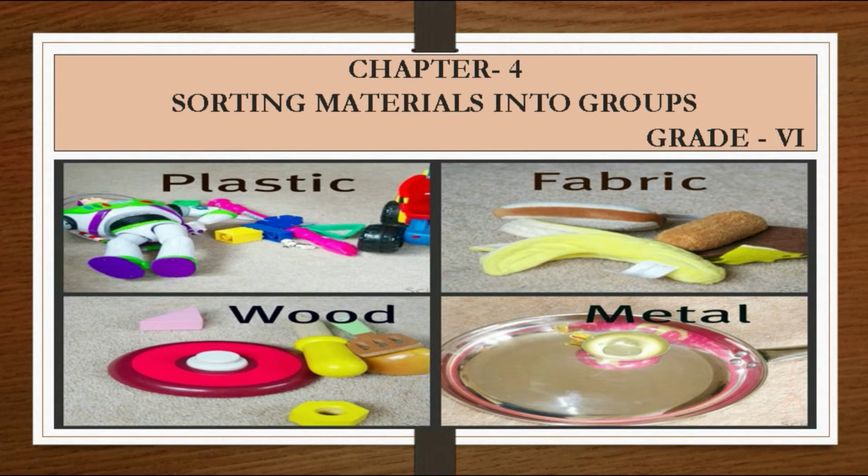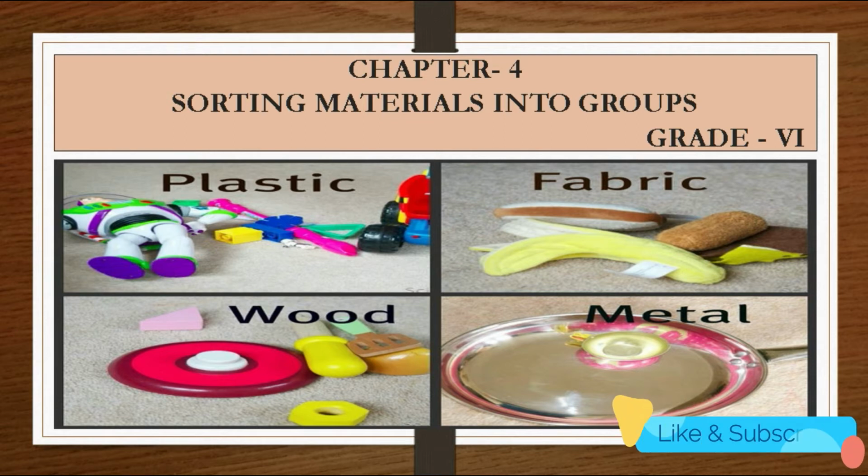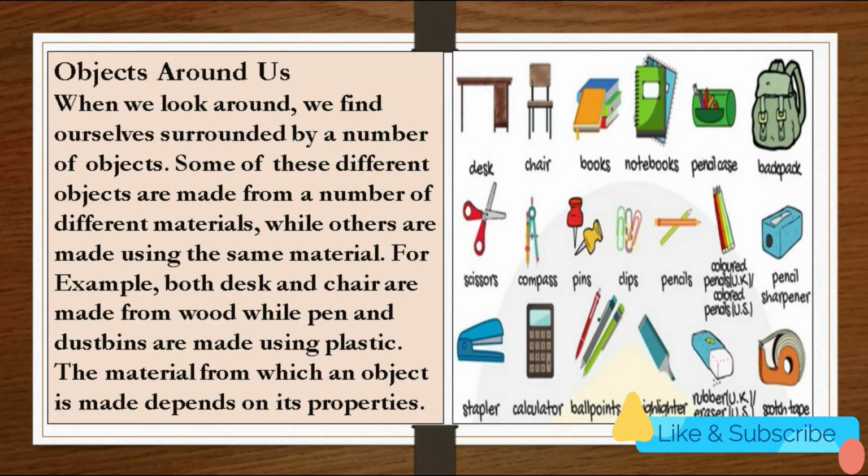Furthermore, we group the materials on the basis of similarities and differences in their properties. Thus, overall, at the end of this chapter, we conclude that it is necessary to group things together for ease and to study their properties. So let's start. The first topic of this chapter is objects around us.